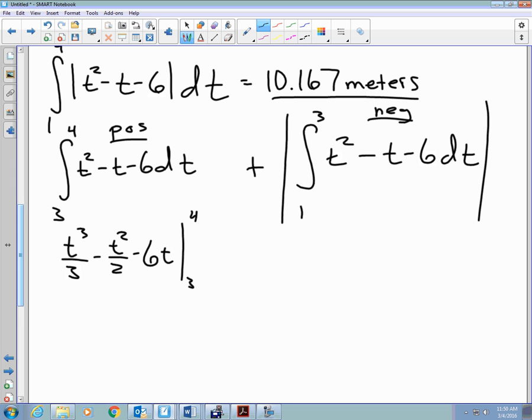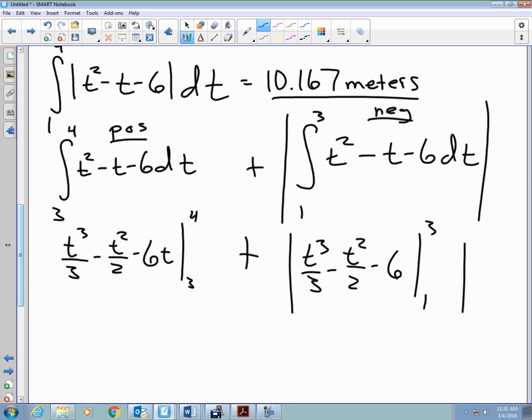On your test, you can use your calculator, but I will ask you to write the two integrals. You can't just do the second calculate option. I want you to break it up into two integrals, so you understand that one's positive and one's negative. Plus the absolute value of, and this would be t to the third over 3 minus t squared over 2 minus 6t evaluated at 1 and 3.